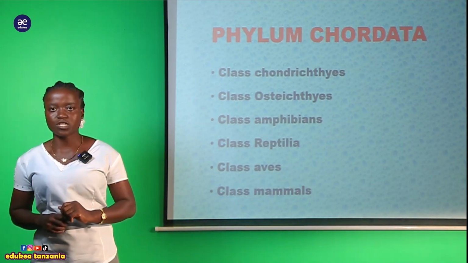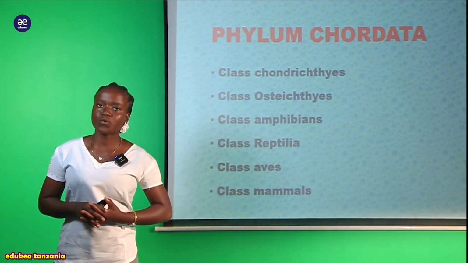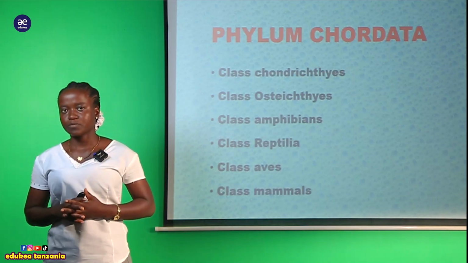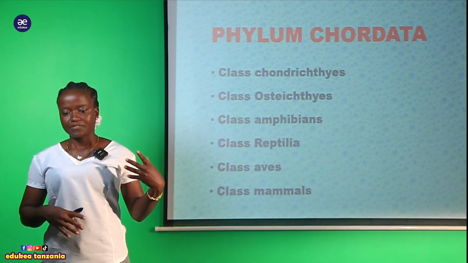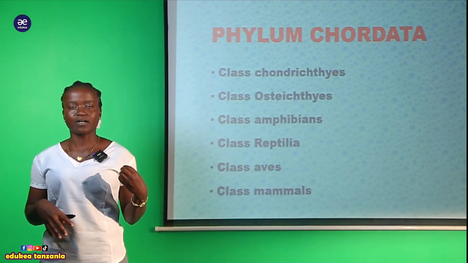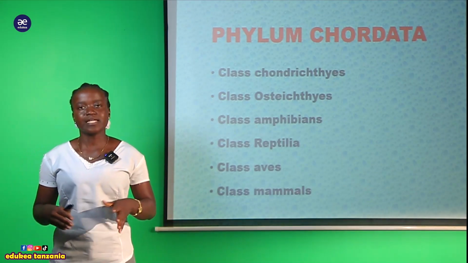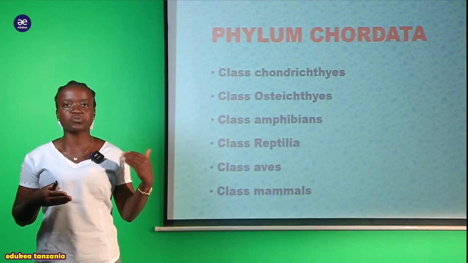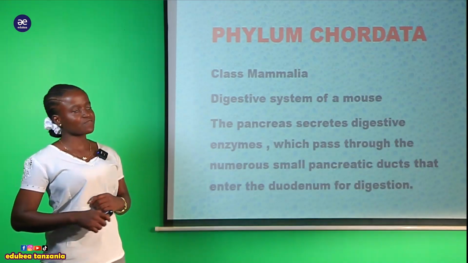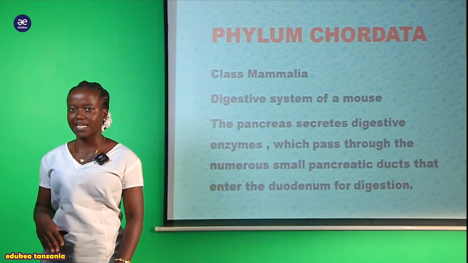In the last session we tried to look at the digestive system found within this organism, mainly the rat or the mouse. We have seen different structures such as the mesentery. We have seen the stomach. We have seen the liver, which helps in digestion. Today's session is a continuation of the last session, so we are going to discuss also the digestive system found within this organism, mainly the mouse.